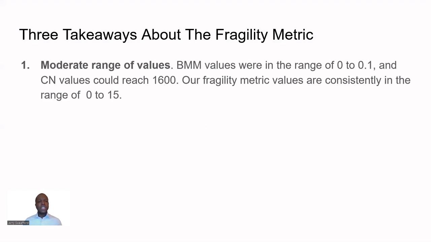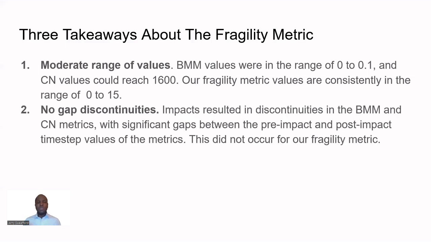So three takeaways for the fragility metric, and then there are a couple other things I want to say, and then that'll be the end of the video. So the first thing is that there's a moderate range of values. You notice I had to scale the BMMs up and I had to scale the CN down, but our fragility metric was in that range of 0 to 15, which is a nice little range to be in, I think. The 0 to 0.1 is not bad for BMM. We could have frankly scaled everything down into that range, but 0 to 15 is just a nice range to use. So it's a moderate range of values.